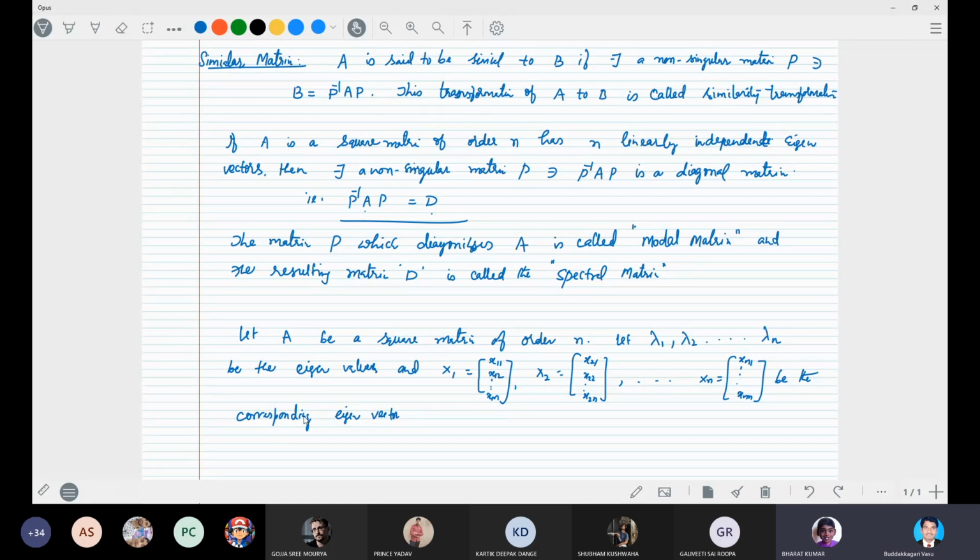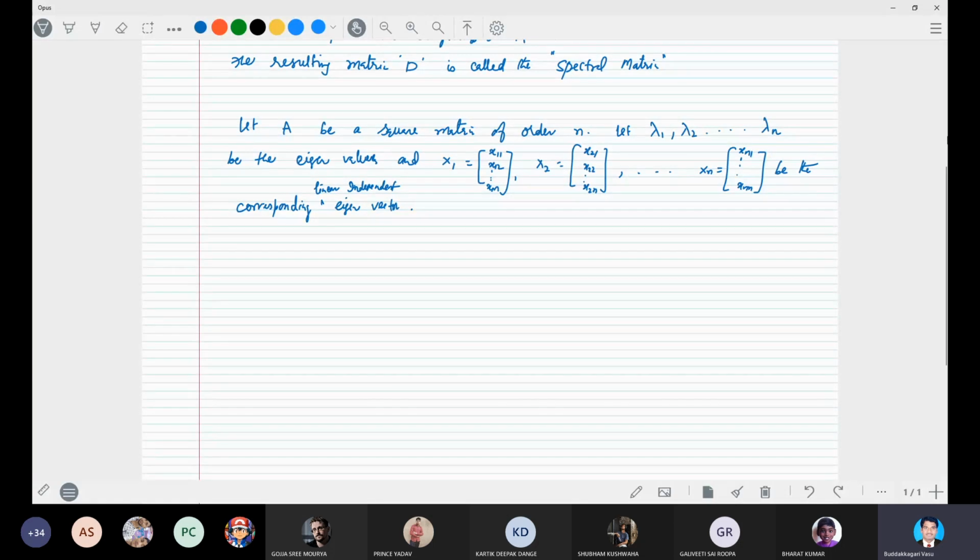They are linearly independent. This is important. Linearly independent eigenvectors, right? So we assume A is a square matrix of order n and it has n eigenvalues. Eigenvalues are scalars and the corresponding eigenvectors are assumed x1, x2, x3, and so on up to xn. They are vectors with n elements, x11, x12, like this.